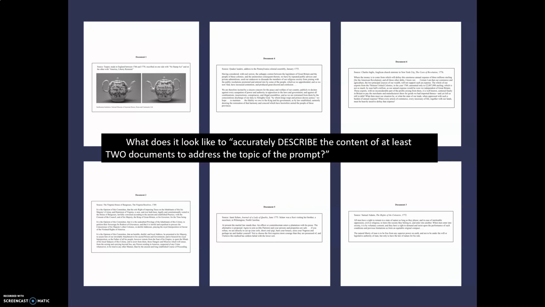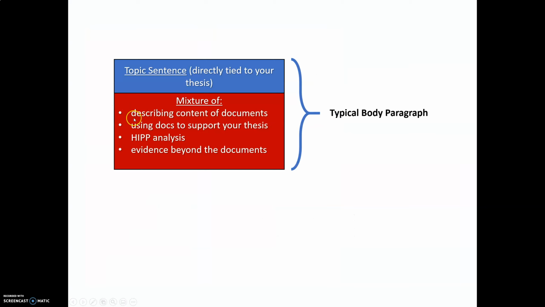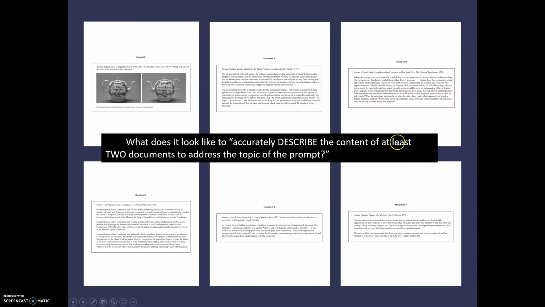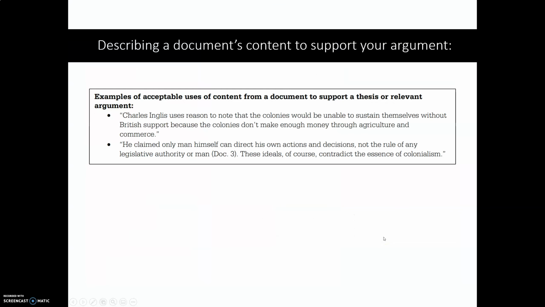So let's go back to the diagram here. What does it mean to describe the content of at least 2 documents? Remember, you're going to be doing this for at least 2 documents, 2 of 5. You have to describe the content. What does it actually look like? Well, we looked at the content of these documents in the very first video. But what would it look like in the actual writing? Well, here are some examples of acceptable and unacceptable uses of the content to support your argument.